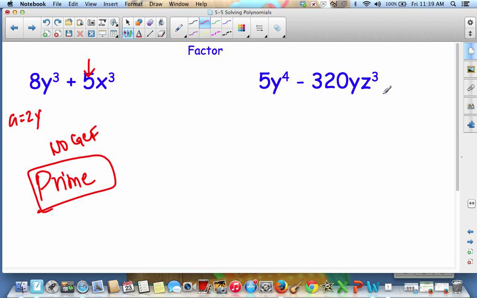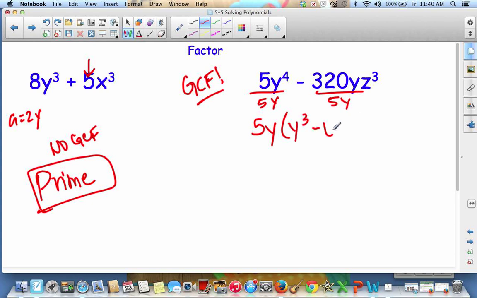Now let's look at this one. Automatically we can't say prime because we don't see a perfect cube here. Let's see if we can find a GCF first. So we're always looking for that GCF, that greatest common factor. Between 5 and 320 we can take out a 5. And between y to the 4th and yz cubed, we can take out a y. So if we divide both of these by 5y, now let's see what we get. It looks like we're going to get y cubed minus 64z cubed.